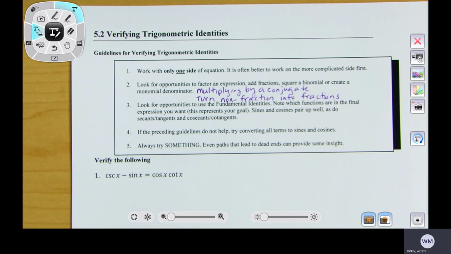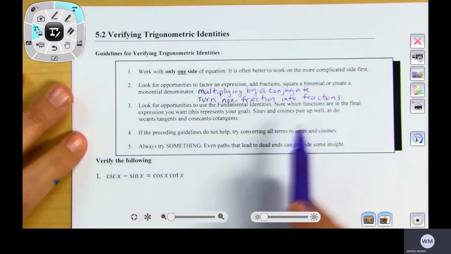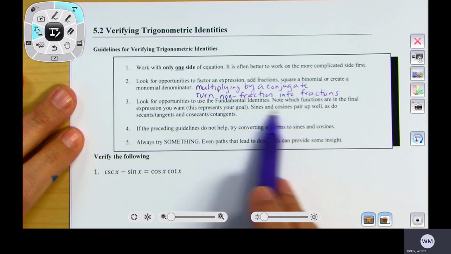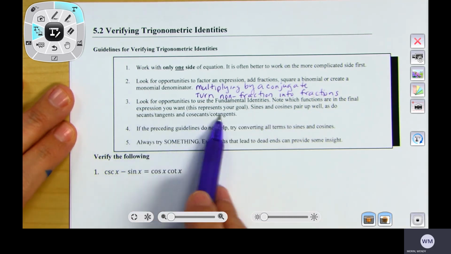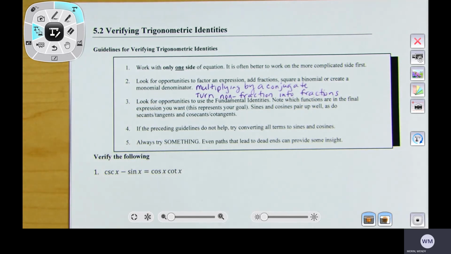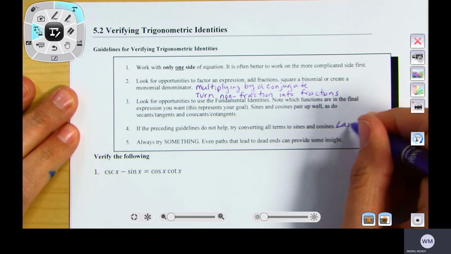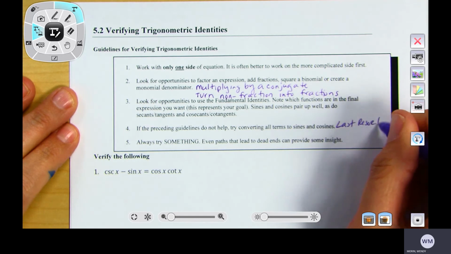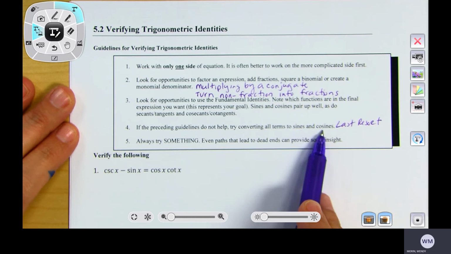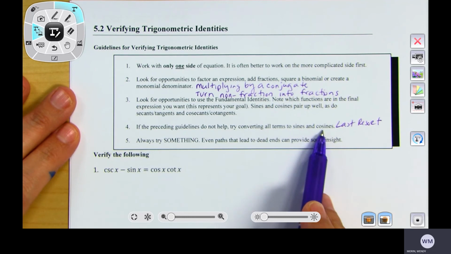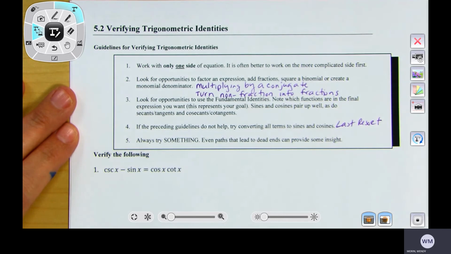You want to look for fundamental identities. Here's what you also want to think of. Sines and cosines pair well together. Secants and tangents pair well together, and cosecants and cotangents pair well together because of your identities. Last resort, the very last resort, is to change everything to sines and cosines. You don't want to do that unless you have no other option, because usually it takes a 3-stepper and turns it into an 8-stepper.